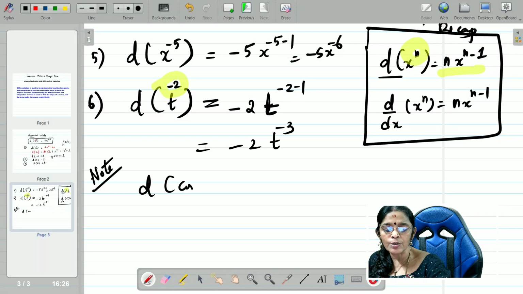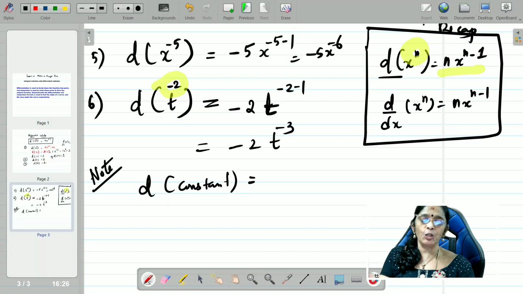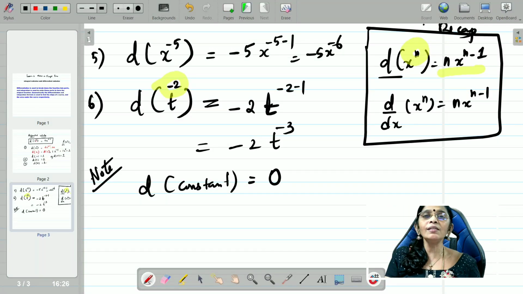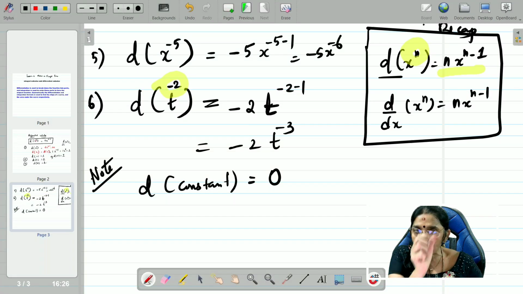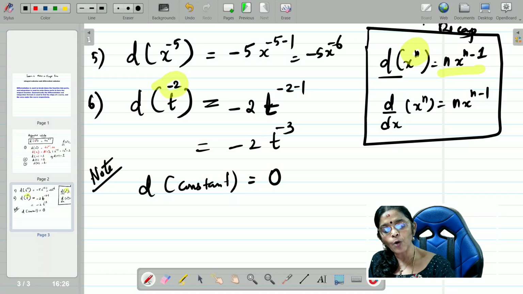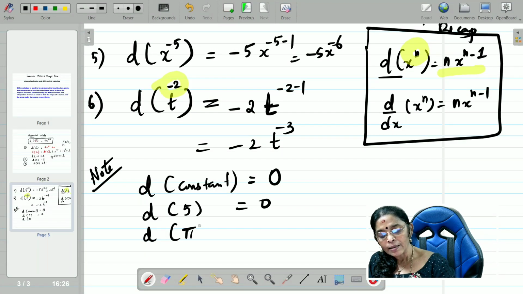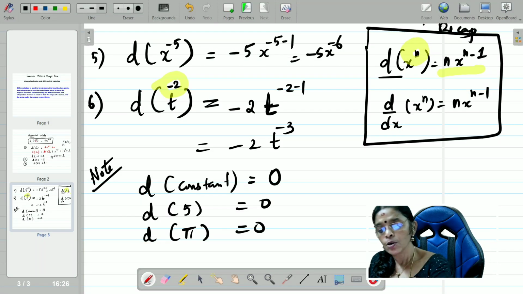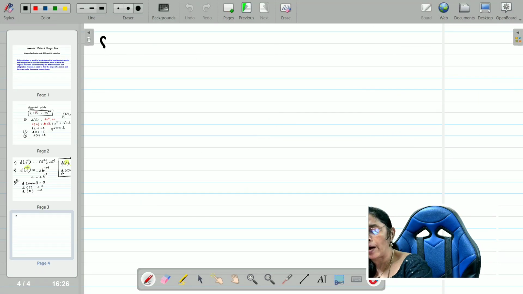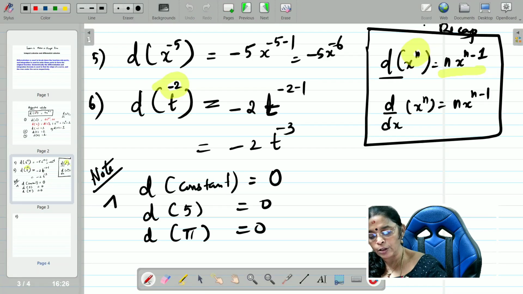Differential of a constant, that is equal to 0. Constant you can't differentiate. Because it's a constant, you don't need any variable. If there is any variable only, you have to differentiate and then find out the value. So differential of constant is equal to 0. For example, differential of number 5 is equal to 0. Differential of pi, that is equal to 0. So now 2 variables I am going to give you. So now 7th, 8th one. So this is 8th one because this is 7th one.